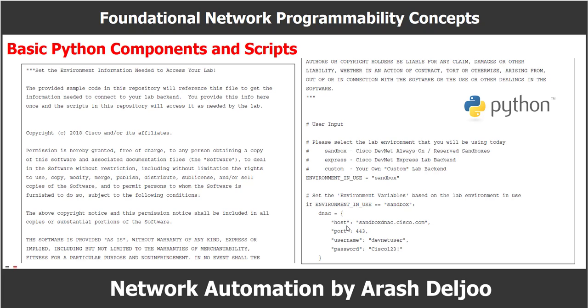For example, about the variable of host, the value includes sandboxnac.cisco.com, and it is actually the Cisco DNA Center sandbox URL. The port is 443, the TCP port to access the URL securely over HTTPS. Username is devnetuser. This is a username to log into the Cisco DNA Center sandbox via API or GUI. And password is Cisco123!, the password to log into the Cisco DNA Center sandbox, again via API or GUI.